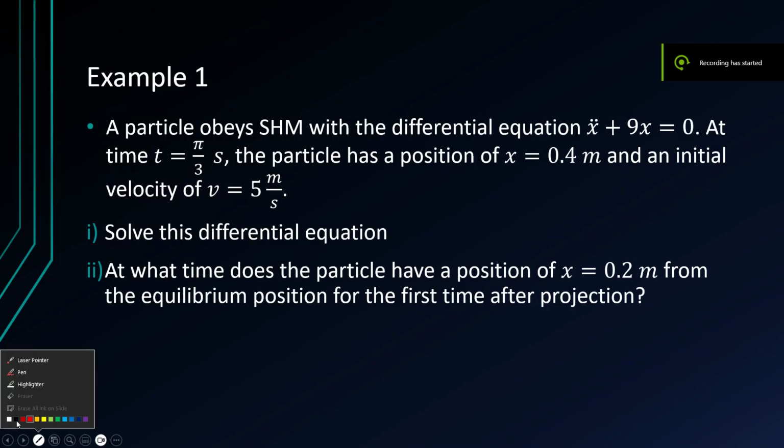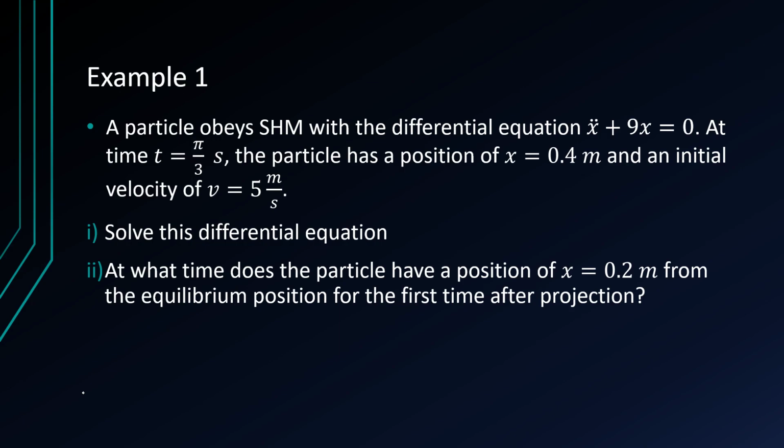So here is an example of a second order differential equation with simple harmonic motion. A particle obeys simple harmonic motion with the differential equation x double dot plus 9x equals 0. Now x double dot is another way of writing d2x by dt squared, and when we get to it, x dot is dx dt. It's just mathematical shorthand. At time t equals pi on 3, the particle's position is x equals 0.4, and it also has an initial velocity of 5 meters per second.